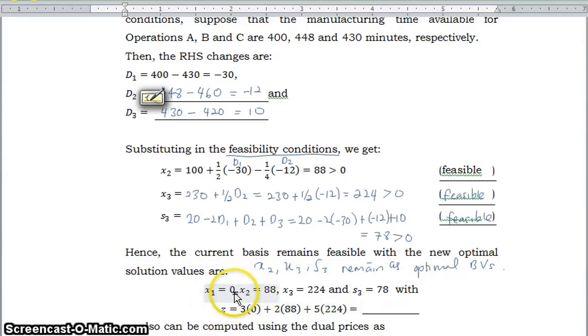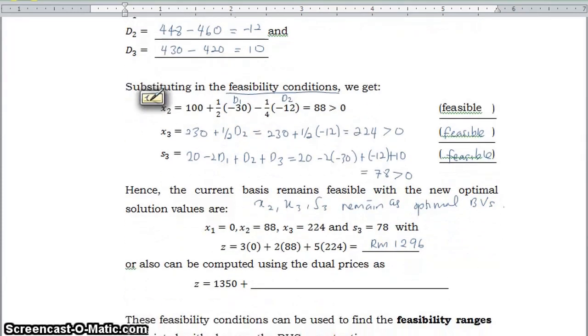Now, what is the value of Z? We can calculate Z by using the objective function. We know that the objective function of this problem is 3x1 plus 2x2 plus 5x3. We substitute the values of x1, x2 and x3 into the objective function and we get 1296.